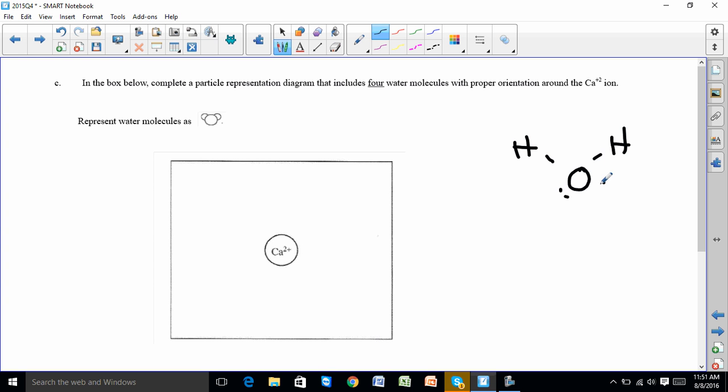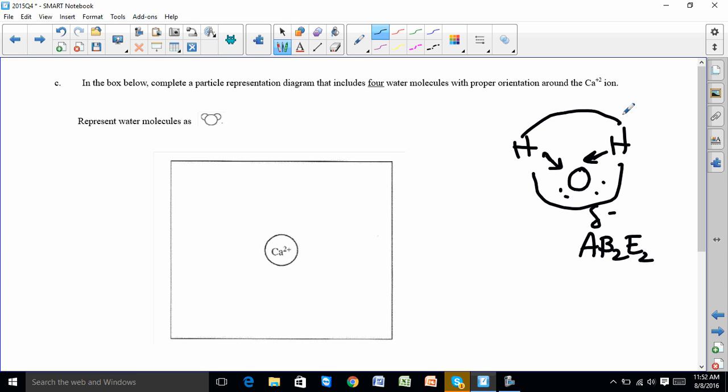It ends up being an AB2E2, which is bent. Oxygen is the second most electronegative element, so the electrons shift towards the oxygen. So you have 2 polar covalent bonds that are asymmetrically arranged. This side is partially negative. The hydrogen side is partially positive because the electrons shift over to the oxygen.